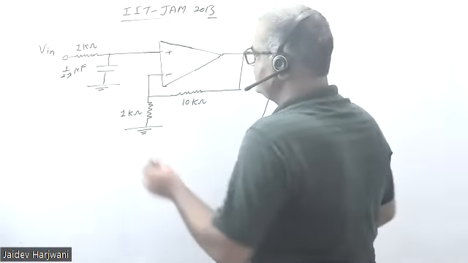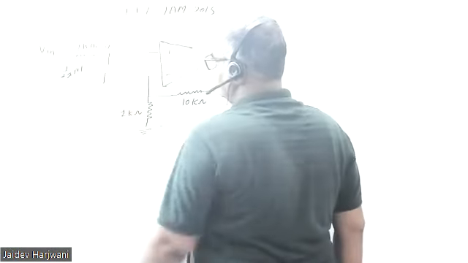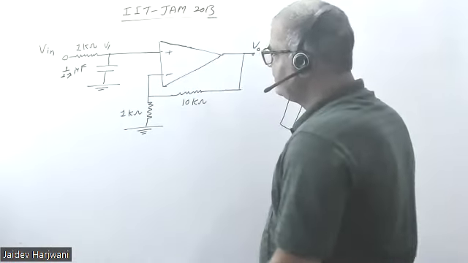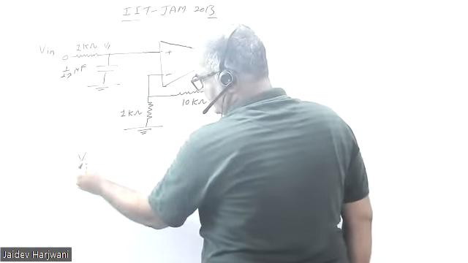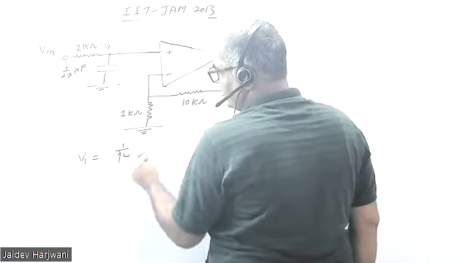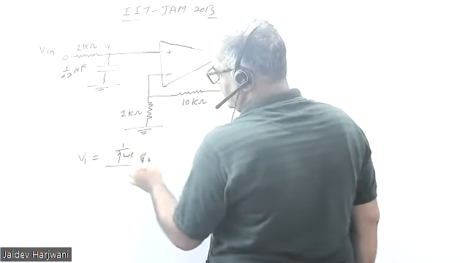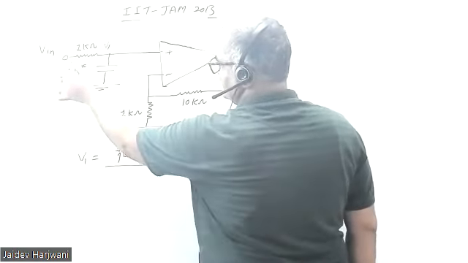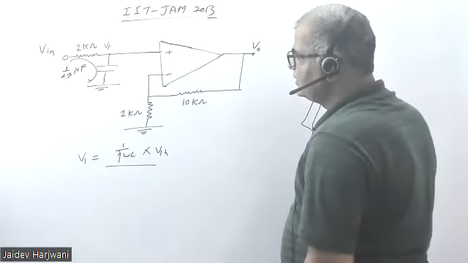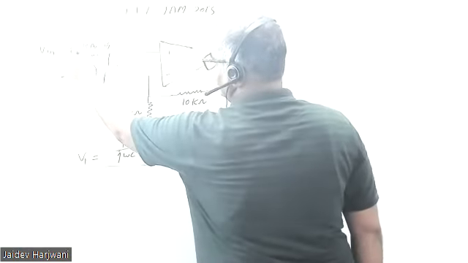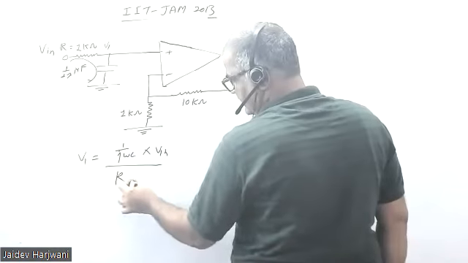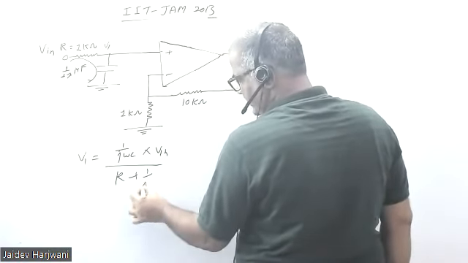Say the voltage here is V1. V1 is applied on the non-inverting terminal, so the value of V1 will be across this capacitor, 1 upon J omega C, times V input. I'm using this circuit and applying KVL here. I'm calling this R equal to 1 kilo ohm, so the total will be R plus 1 by J omega C.